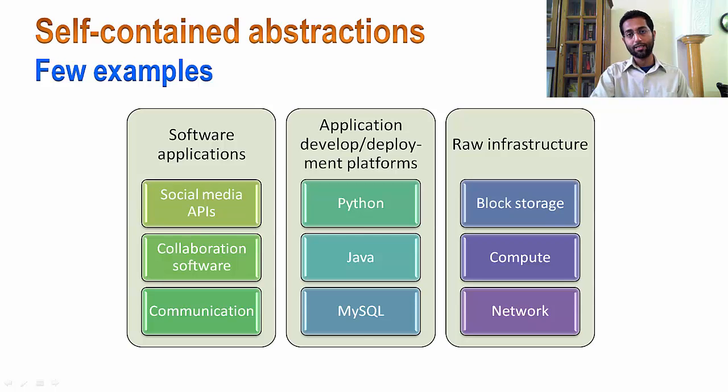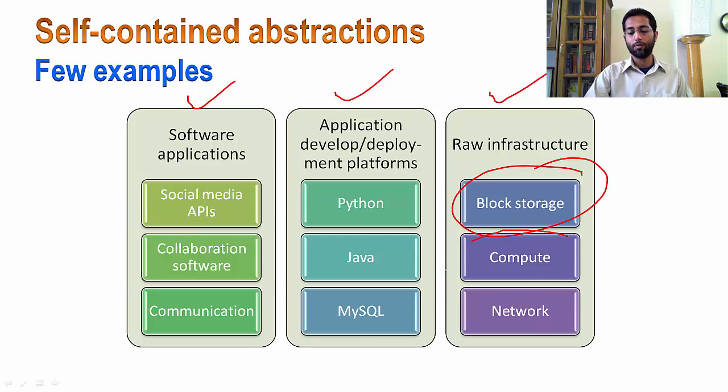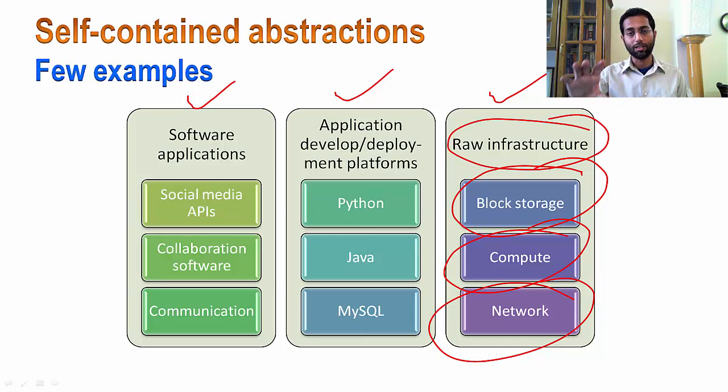So if you observe this landscape of raw computer hardware and the typical data-driven application, you will observe that there are three major abstractions which one can identify. For example, you may have block storage, compute and network, these raw hardware elements clubbed under something that we call raw infrastructure. So that can be treated as one abstraction.